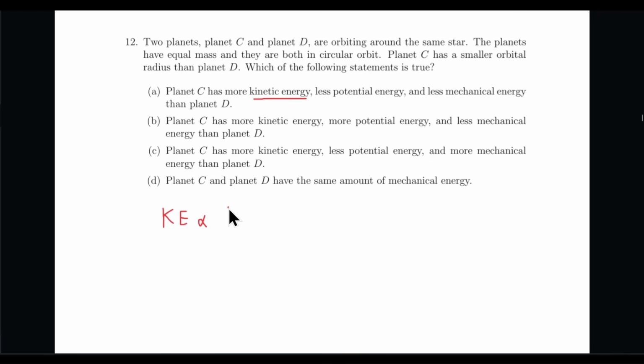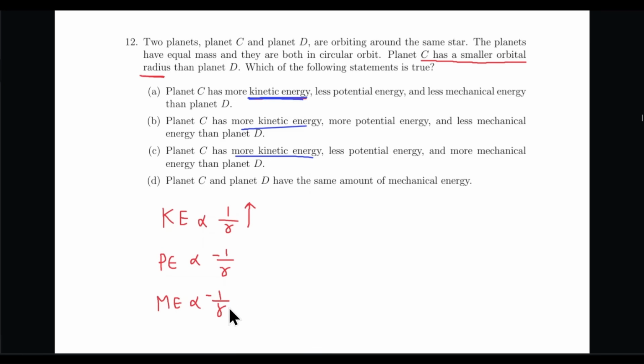I know that kinetic energy is directly proportional to 1 over R, and potential energy is proportional to negative 1 over R, and total mechanical energy is also proportional to negative 1 over R. So if planet C has a smaller orbital radius, obviously this denominator is small, which means that its kinetic energy will be more. So that is for sure that the kinetic energy of planet C is more. So planet C has more kinetic energy, which is definitely going to be over here. And unfortunately, three options are adding up with that.